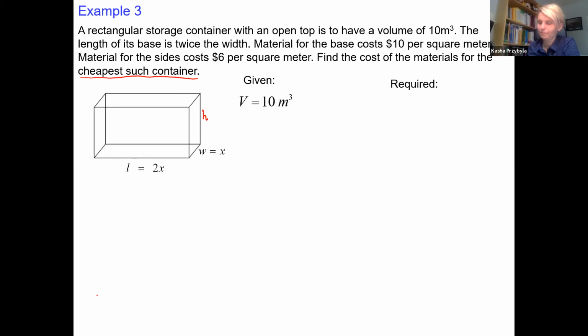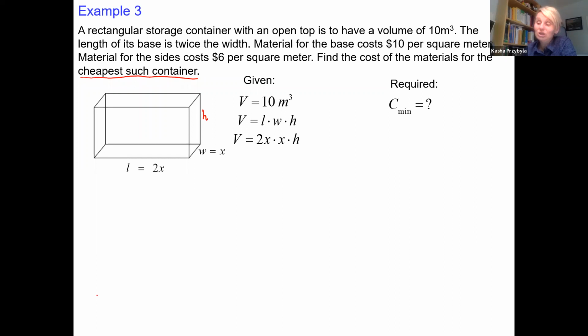And now, volume is given. Using our new labels, x and 2x and h, do you think you can tell me the volume? What's the formula for the volume of the box? Length times width times height. 2x times x times h, of course, 2x squared h.